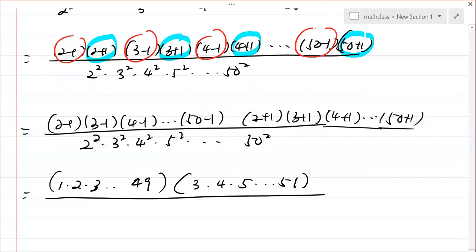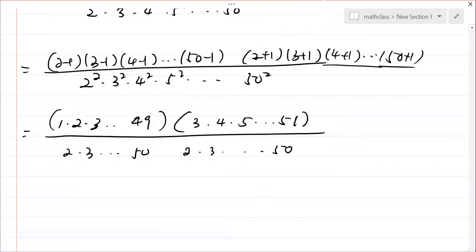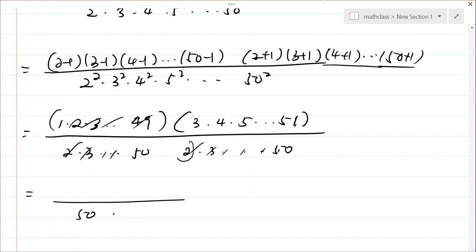And here is 2 square, 3 square. 2 square, 3 square can be written as 2, 3, all the way to 50, twice. I can separate, right? Now you know how to do it. You know how to simplify. Okay. Most of them are gone, right? Only 50 is left here. And here, they're all gone. And then, no, I have to keep a 2 here. Then I have 51. Right? So the answer is 51 over 100.